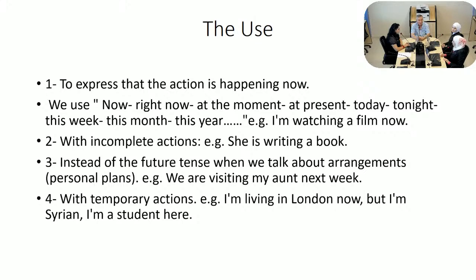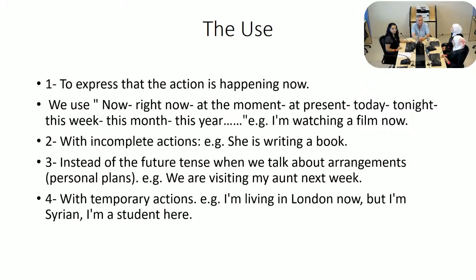The second usage is with incomplete action. She is writing a book. She is writing a book because she is a writer, so this time she hasn't finished. The third one, instead of the future tense, is when we talk about an arrangement, which is a plan. For example, we are visiting my aunt next week. So here we use the present continuous, but we mean a future plan.